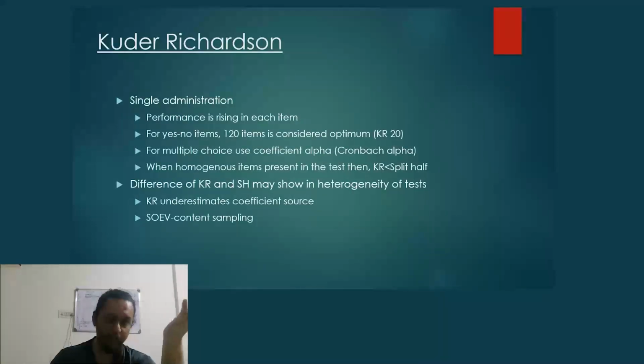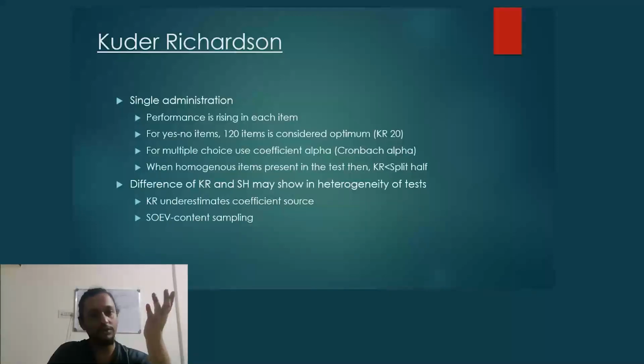Now, KR underestimates the coefficient, meaning it underestimates the errors in general, right? And the source of error variance for Kuder-Richardson is again based on content, which is again based on what the items in the scale are, right?